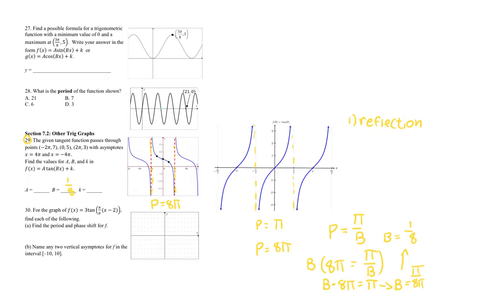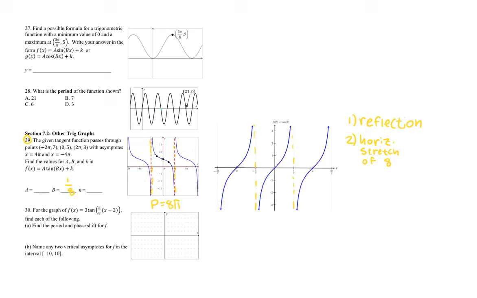And we could say that our second transformation here is a horizontal stretch because our period is going from pi to 8 pi. So it would be a horizontal stretch by a factor of 8. Okay. So now we have our reflection, we have a horizontal stretch.